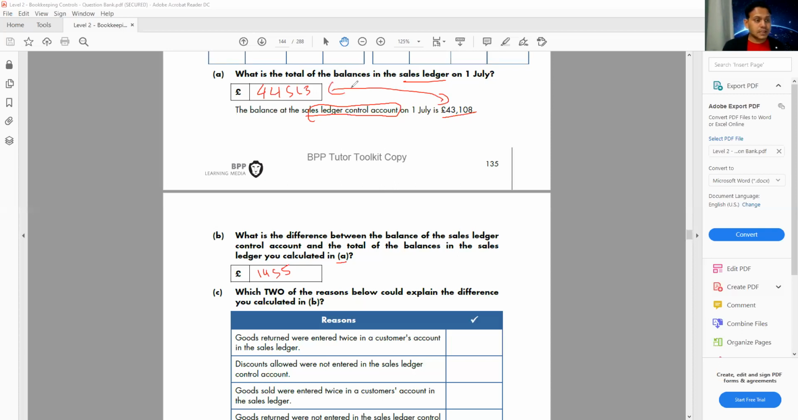Now, the most tricky part, the reason. What could be the possible reason for the difference? So we can write it down here. My sales ledger is basically more, 44,513, and my sales ledger control is basically less, like 43,108. So what we will do, we'll now try to find the reason why it is not matching. What could be the possible reason?